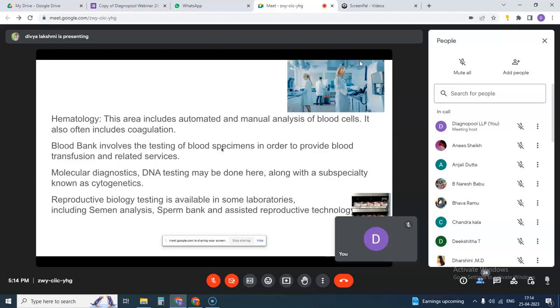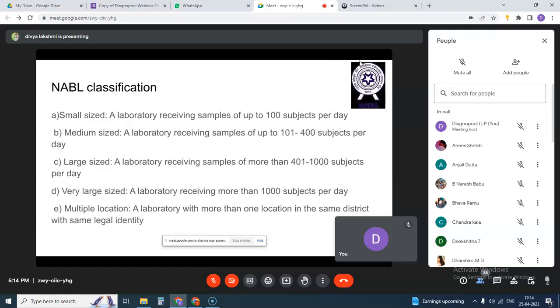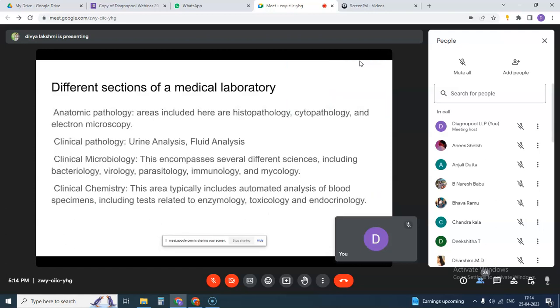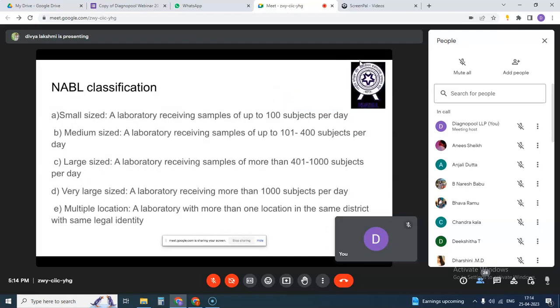Blood bank involves the testing of blood specimens in order to provide blood transfusion and related services. Molecular diagnostics along with cytogenetics is another department. Reproductive biology includes semen analysis, sperm bank, and assisted reproductive technology. These are the subdivisions in the medical laboratory. So depending upon the requirements in the laboratory, these can be made.